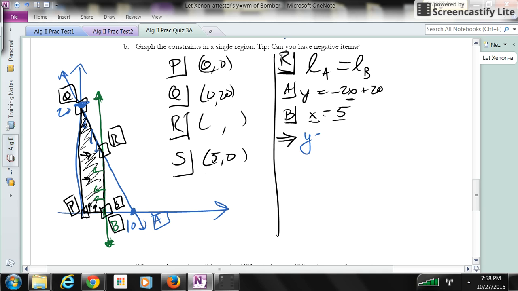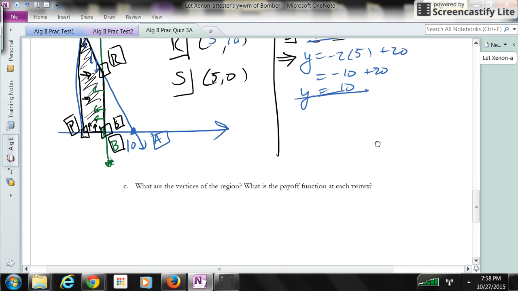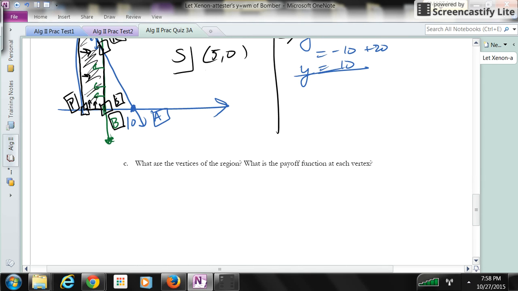Here we go. y equals negative 2 times 5 plus 20. That's negative 10 plus 20, and that's 10. So if x is 5, y is 10. So this point, let's make it (5, 10). Does that look right? Yeah, it looks like it's over 5 and 10. Okay, I buy that. Hold on just a second, and we'll do the next part.